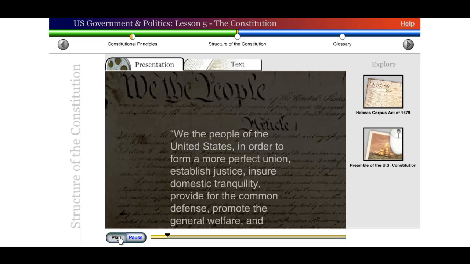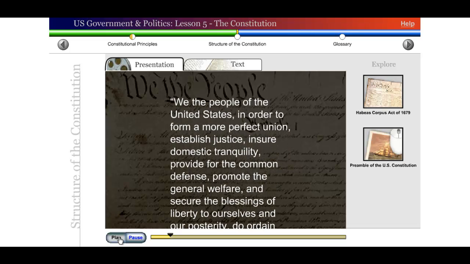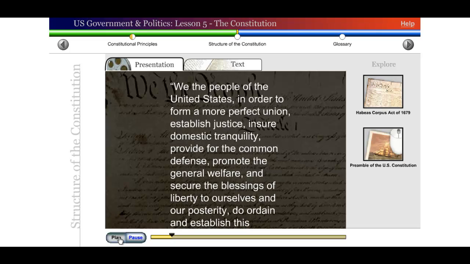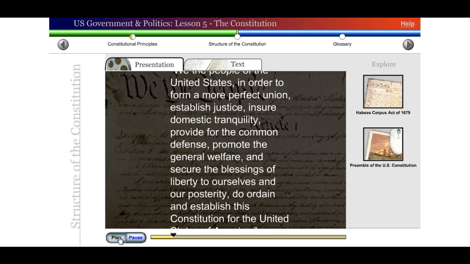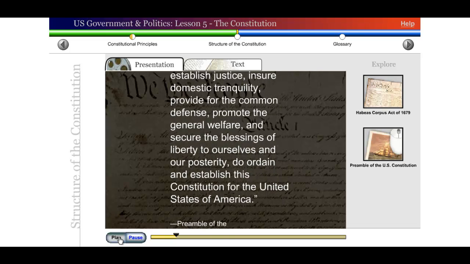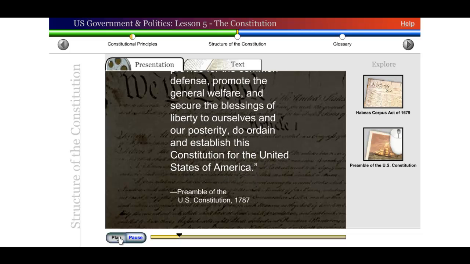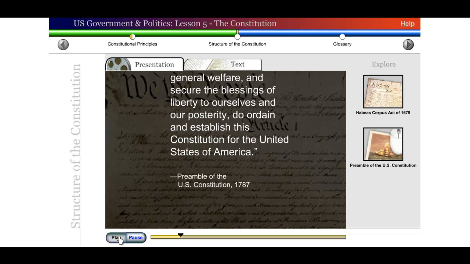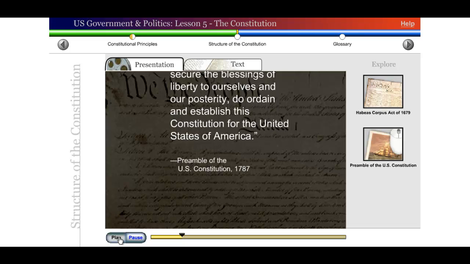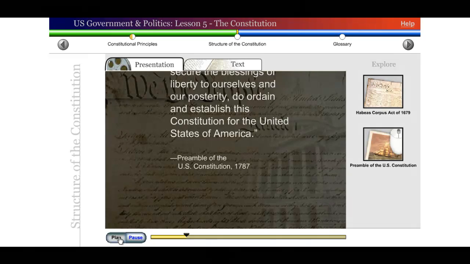"We, the people of the United States, in order to form a more perfect union, establish justice, ensure domestic tranquility, provide for the common defense, promote the general welfare, and secure the blessings of liberty to ourselves and our posterity, do ordain and establish this Constitution for the United States of America." Preamble of the U.S. Constitution, 1787.